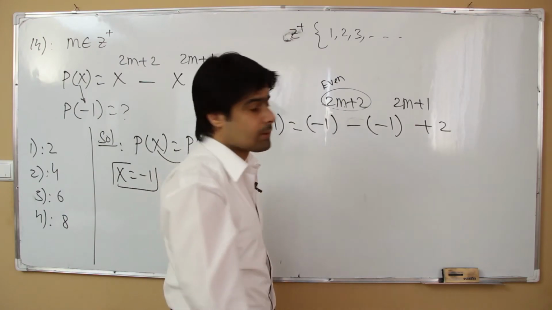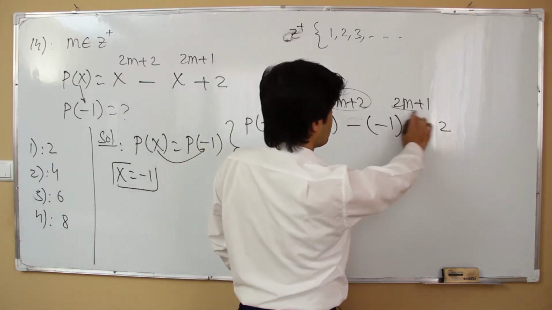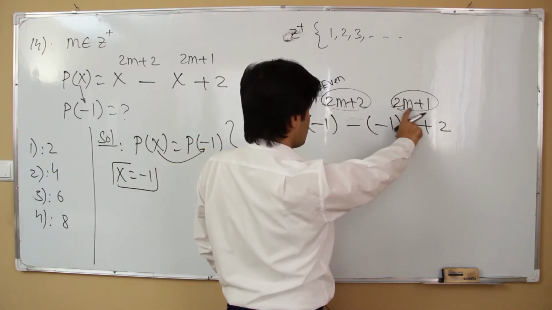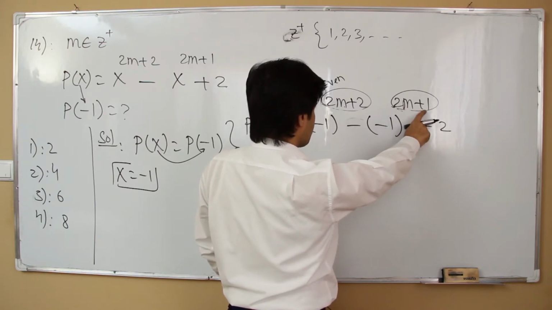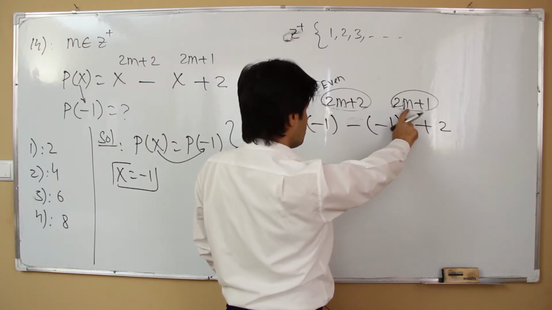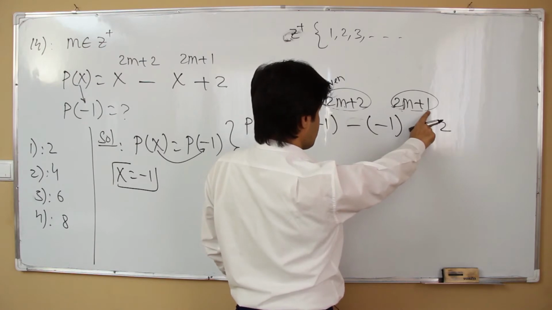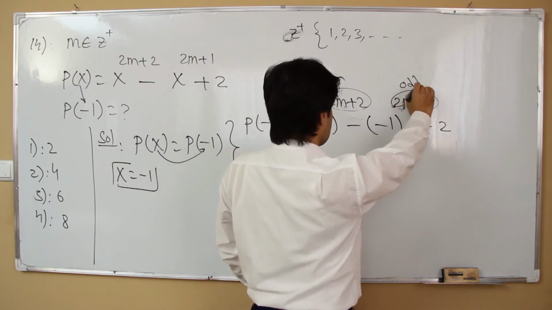Am I right? Yes. Now here, instead of m, 1. 2 times 1, 2. 2 plus 1, 3. 2 to 4. 4 with 1, 5. 3. 2, 3, it's 6. 6 plus 1, 7. I think it is odd number.